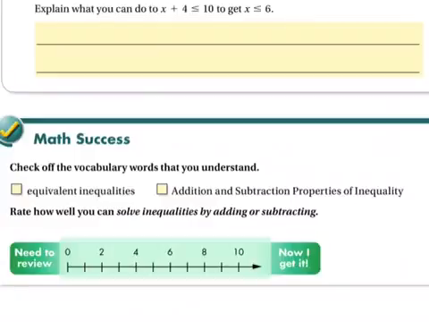This is number 6 in your notes. Take a look at this question and then with sentences, write what you're going to do to solve this. One or two sentences should be fine. Make sure you know equivalent inequalities. Make sure you know what the addition and subtraction properties of inequality are. You might have to look in your book for that. And then take a moment to grade yourself on how well you can do this.